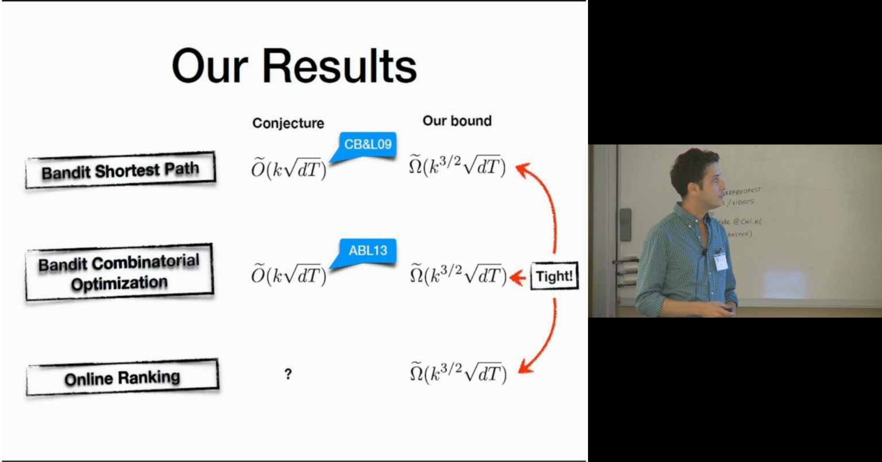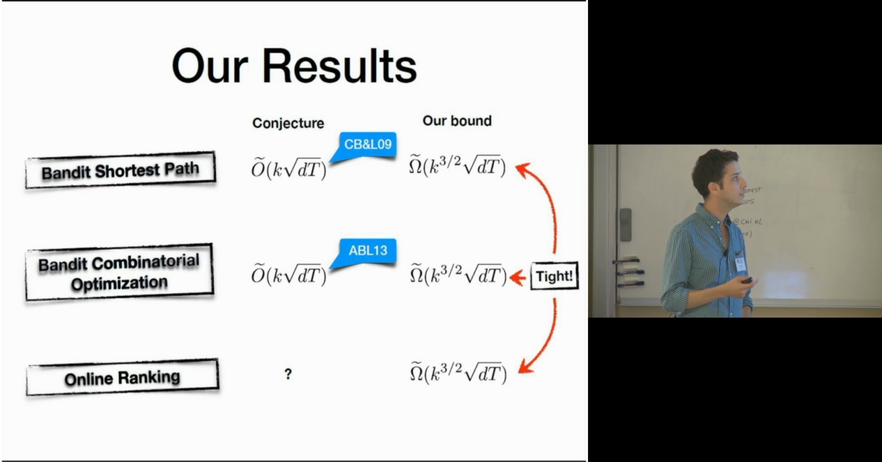So our results are as follows. First, for the bandit shortest path problem, we disproved the conjecture of Cesa-Bianchi and Lugosi. And we showed that the algorithm from the previous slide has, in fact, tight regret. This implies, of course, a lower bound for the general case of bandit combinatorial optimization. And as well, we also get a lower bound for the bandit online ranking problem, which I'm not going to discuss in this talk.